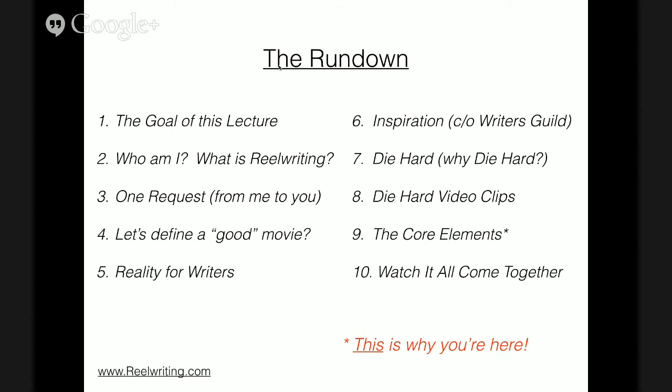And then we're going to watch it all kind of come together into one nice bow at the end of it. We're actually going to see the Die Hard clip twice. The first time you're going to see it, you're going to wonder, what the hell is he doing? The second time, it's going to make sense. I promise, or your money back.